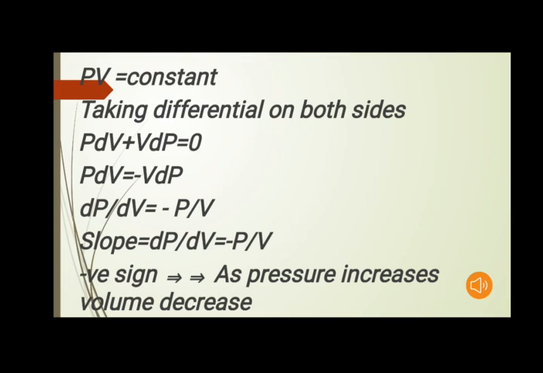PV is equal to a constant. So we need to find the slope, that is dP by dV. So taking differential on both sides, here we apply the product rule, that is, first function into derivative of second plus second function into derivative of first, and the derivative of a constant is equal to 0. So here the first function is pressure and the second function is volume. So P into dV plus V into dP is equal to 0, and taking V dP to the other side, we get dP by dV is equal to minus P by V. Here dP by dV is the slope, and that is equal to minus P by V. And here we can see a negative sign, and that shows as the pressure increases, the volume decreases.